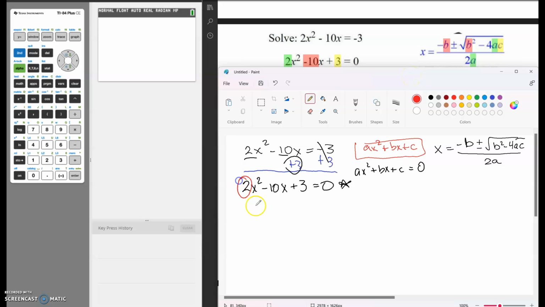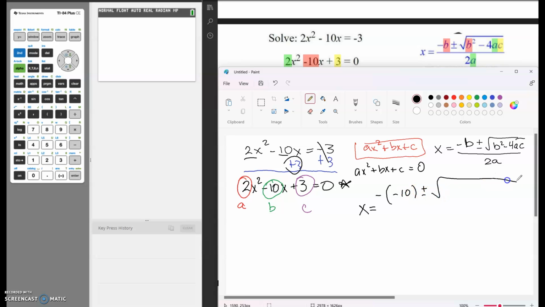Now, what number are we going to plug in for a? That will be 2. What number are we going to plug in for b? That will be negative 10. And what number are we going to plug in for c? That will be positive 3. Please note, if you were to use negative 3 from the very beginning, you will get this a little bit incorrect. So at this point, if you're given the quadratic formula, it is all about you simplifying correctly.